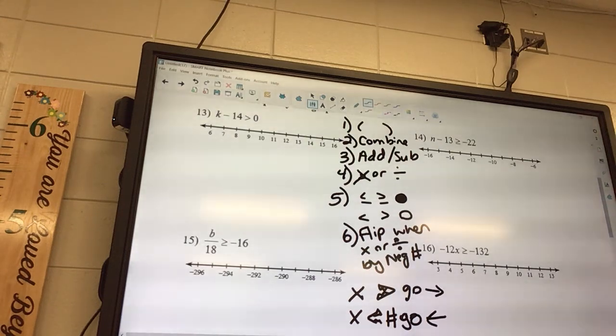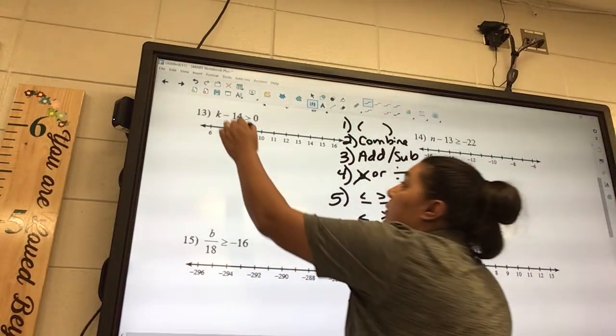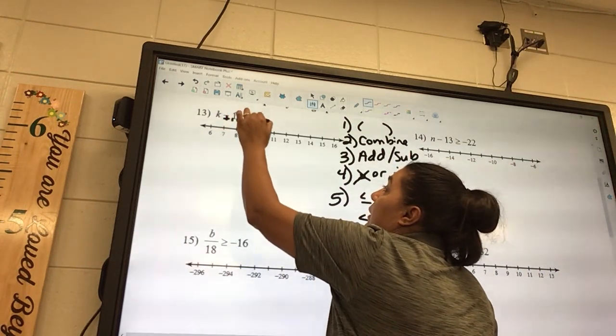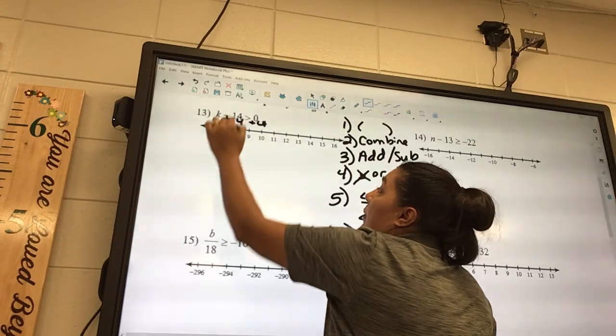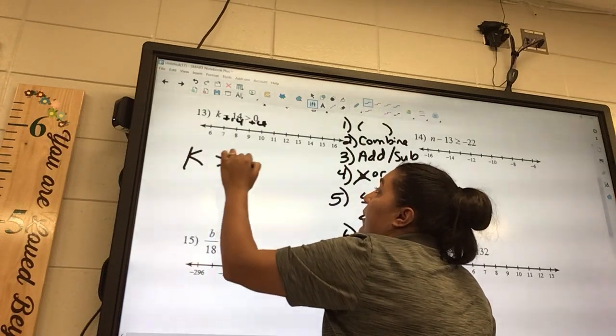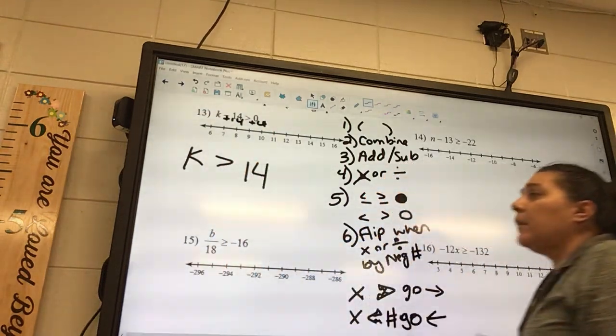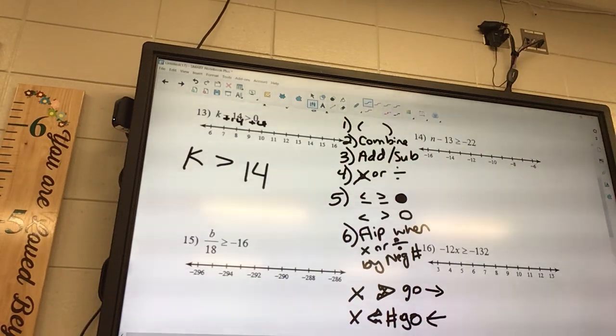Are there parentheses? No. Okay, is there anything for us to combine? No. Can we add or subtract? Add 14 to both sides. I'm just gonna do it up here. So I'm gonna get K, and I'm gonna get 14. Should that be an open or closed dot? Open dot on the 14.